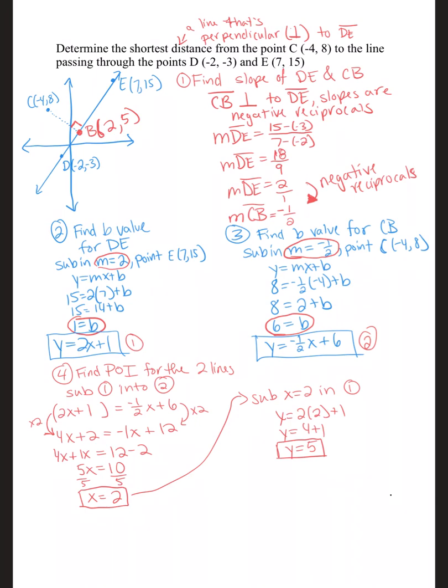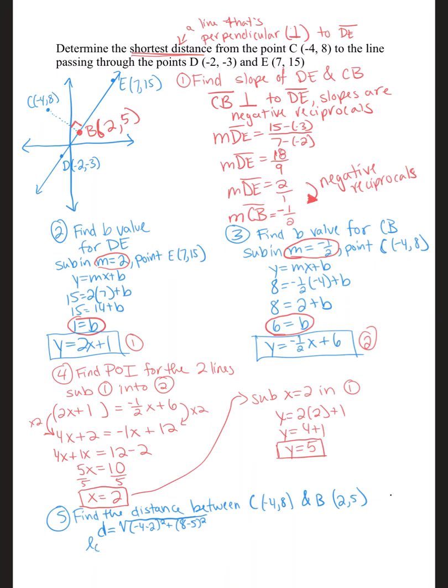Remember, the question was to determine the shortest distance, right? So we have to find the shortest distance, which we said is going to be a line that's perpendicular to line DE. So now we actually have to find, okay, what is that distance? What is the length from C to B? That's going to be the last step for us: we're going to find the distance between C, which was negative 4, 8, and this point that we have now found through all this math, point B, which is 2, 5. So we're going to use our distance formula, which is, remember, the difference in my x's squared plus the difference in my y's squared. So my x's are negative 4 minus 2 squared, plus the change in my y values, 8 minus 5 squared.